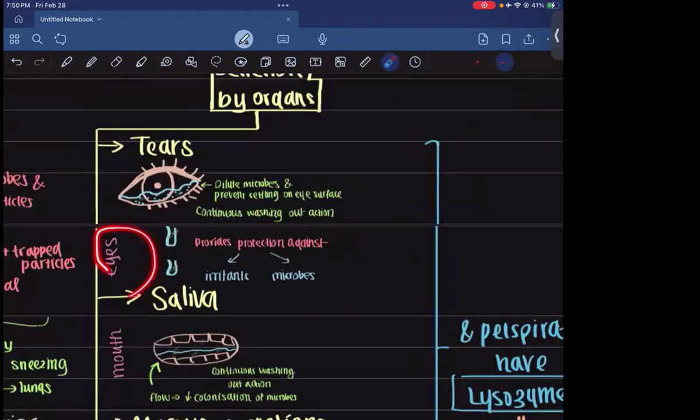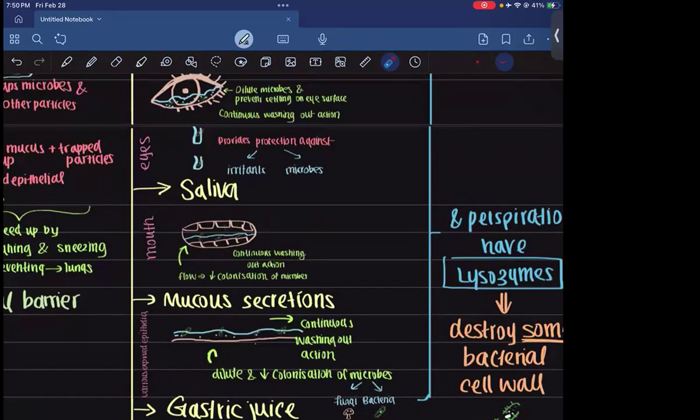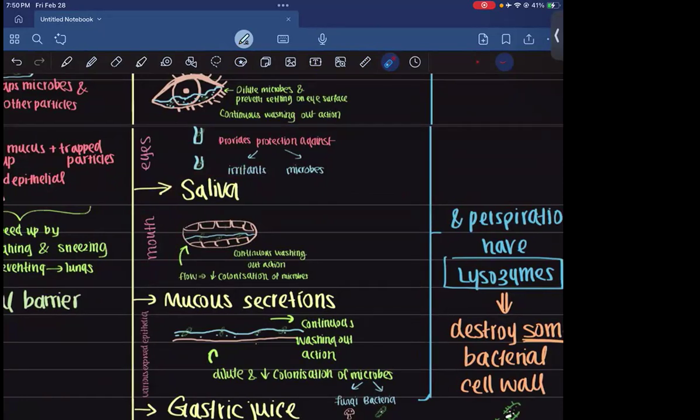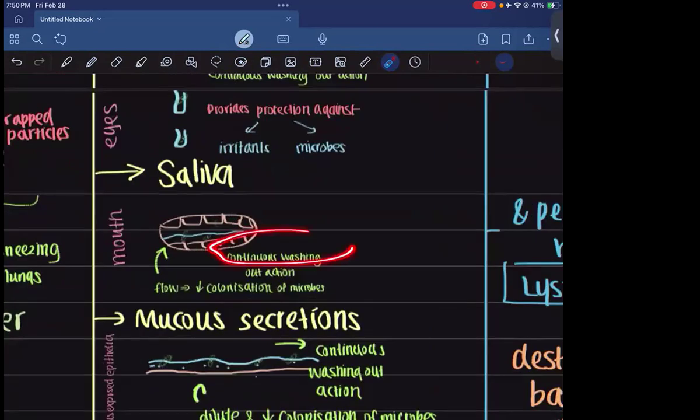Fine. So this is present where? This is present in the eyes. And then take a look at your mouth. In the mouth also you will be having what? You will be having saliva. Saliva will be secreted by the salivary glands present in your mouth. What will happen here also? There will be a continuous washing out action.